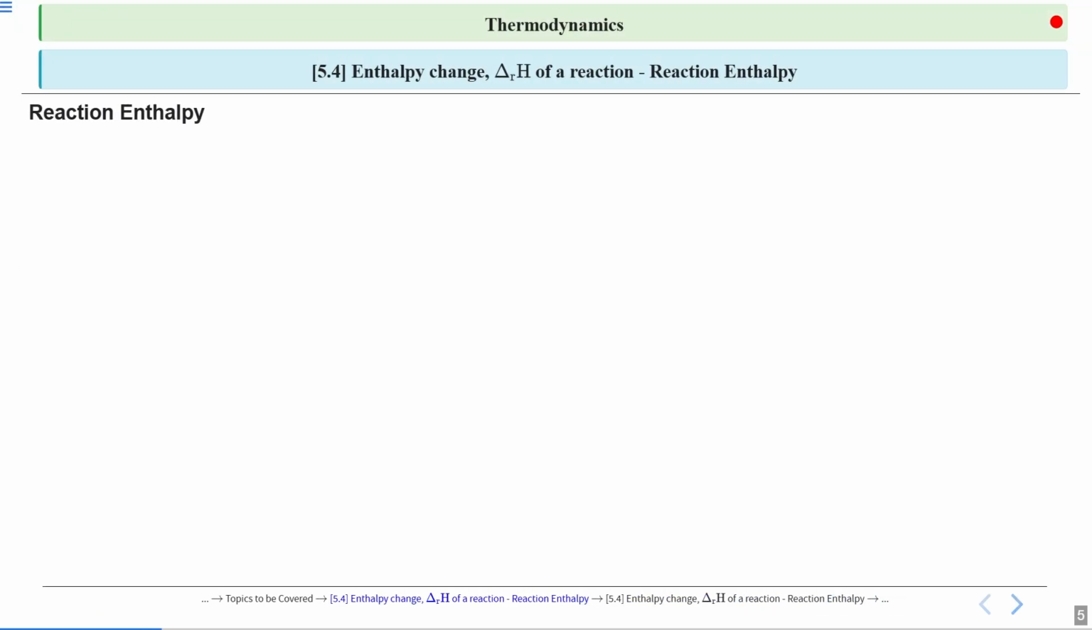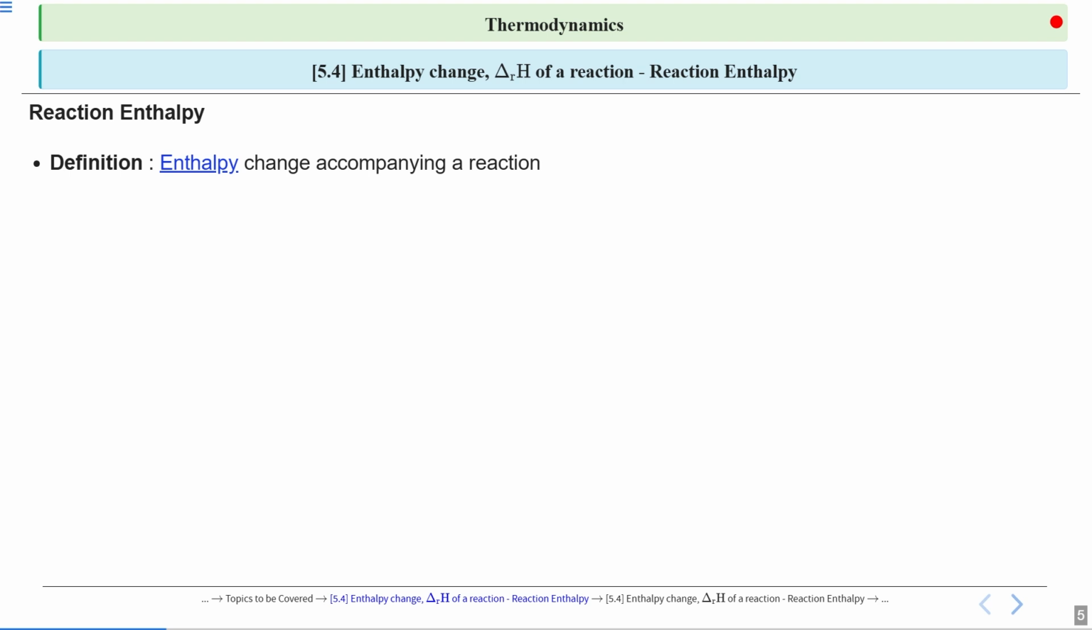So let us begin our discussion with the reaction enthalpy. So what is reaction enthalpy? It's very simple. During a reaction, the enthalpy change that is occurring, or the heat change that is occurring at constant pressure, is known as the reaction enthalpy. Now, why have I used the term heat change at constant pressure? Because we know that QP is nothing but our enthalpy.